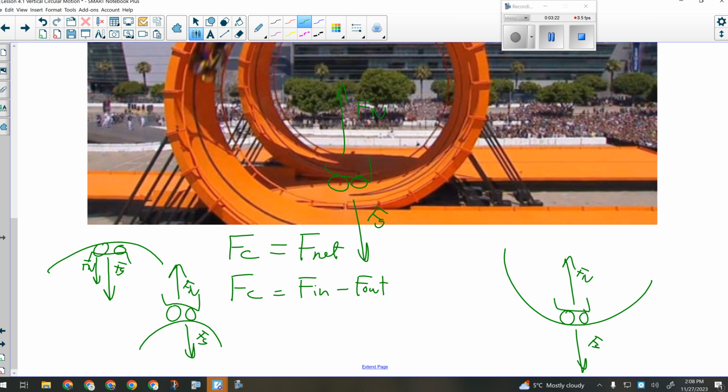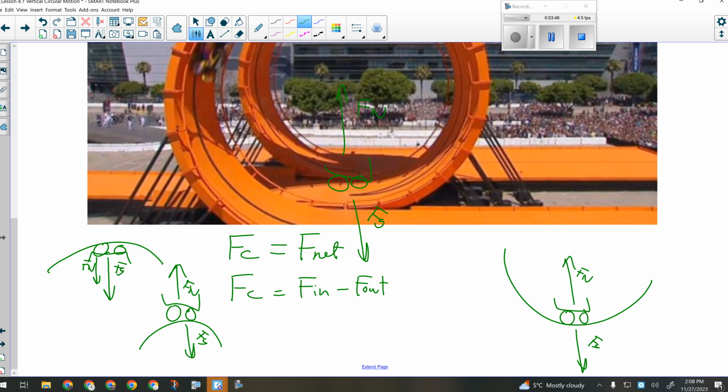2 of these 3 positions can create a feeling of apparent weightlessness. Which 2? Would it be the one where you're inside and at the bottom, and then the one where you're outside and at the top? Outside on the top is one of them. And the second one is inside on the top.